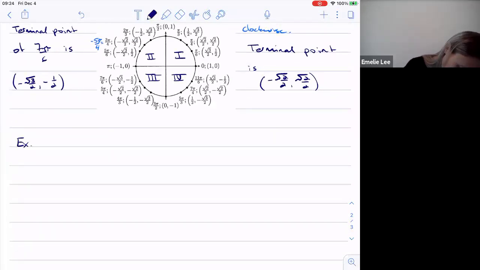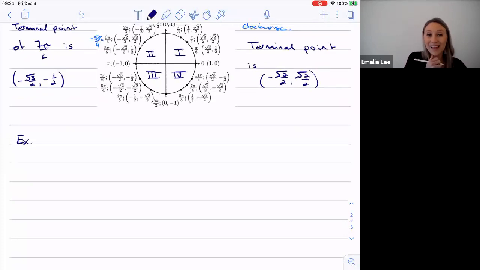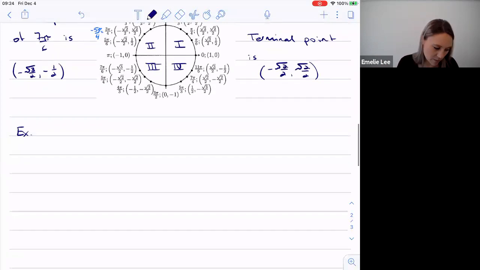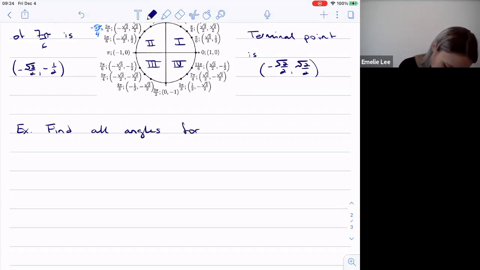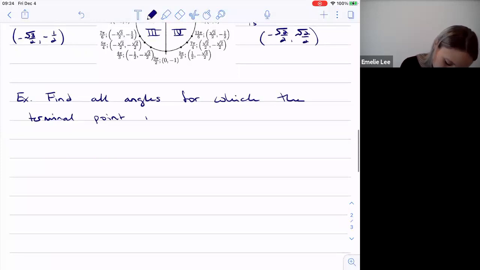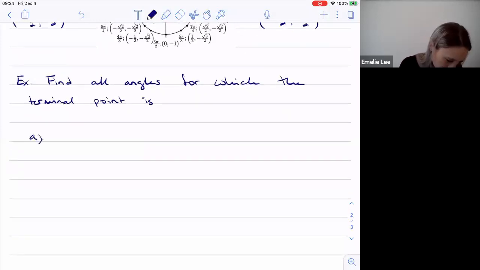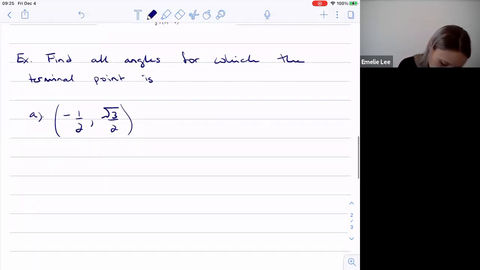What if we have to find all the angles if we're given a terminal point? So now we're just working through those two scenarios that we established last day, right? Just doing some examples. So what if we have to find all angles? Find all angles for which the terminal point is, okay, we'll start with negative 1/2, root 3 over 2. Okay.